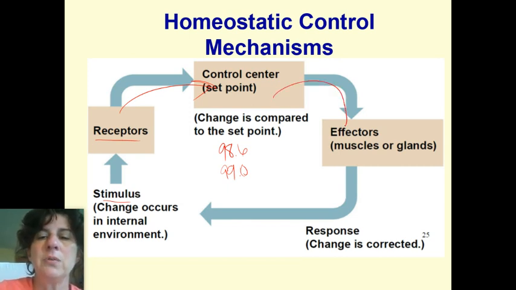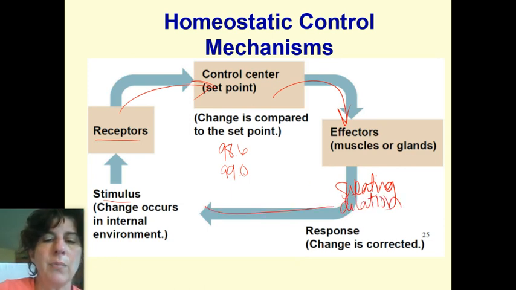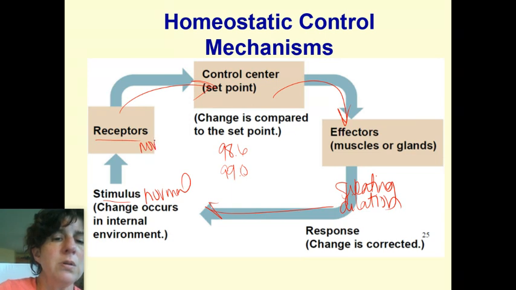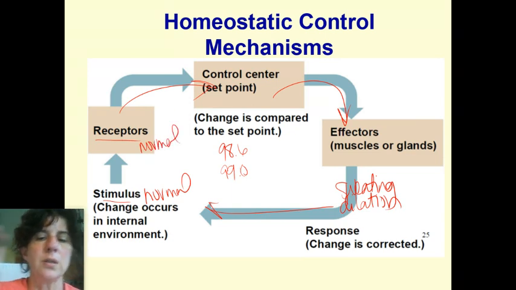So what do we do with this? Let's tell the effectors to start the sweating process, start the dilation of the blood vessels, get rid of some of that excess heat and bring us back to normal. Stimulus would be back at normal then. So your receptor would say, we're normal, we're good. And then the control center says, we're all good here.